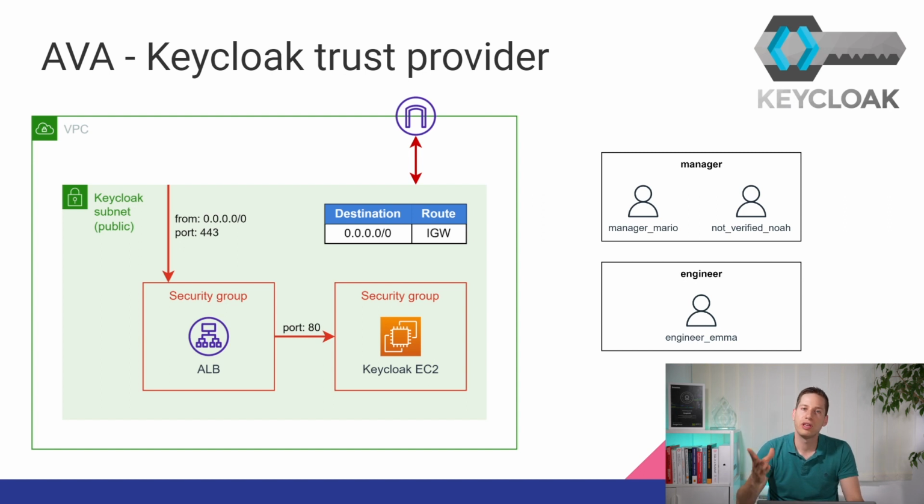Also, we have Keycloak configured in a way that we can test verified access. There are two groups. There is a manager group and there is an engineer group. And in the engineer group, there is one user, engineer Emma in this case. And in the manager group, there is manager Mario and not verified Noah. Noah does not have his email verified, so we will have a policy that is going to restrict access based on email verification, and that is what we are going to test with this.